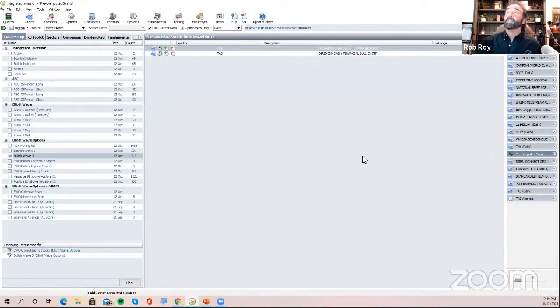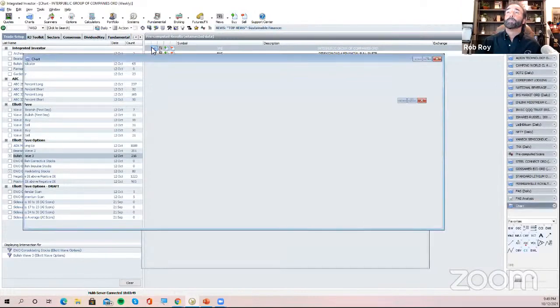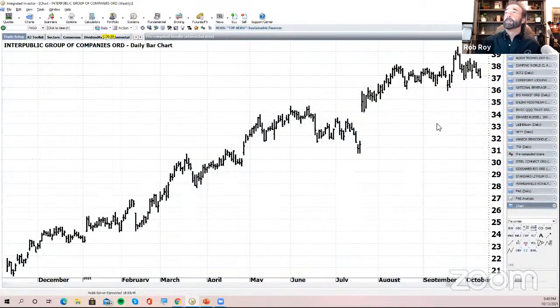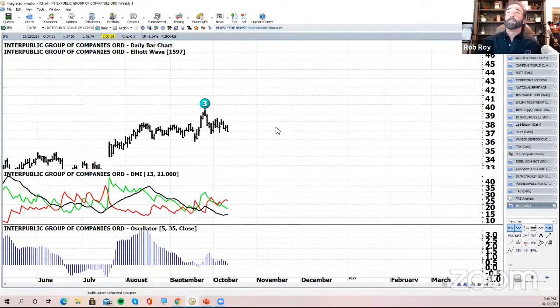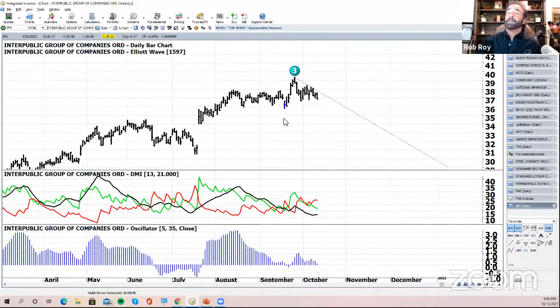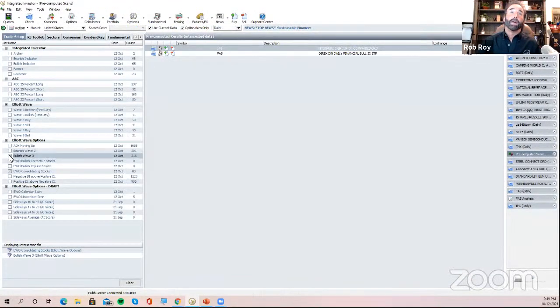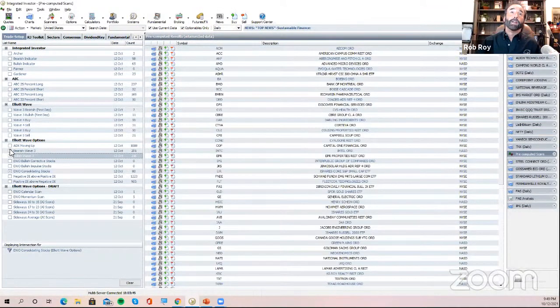Then let's look at IPG. Kind of just nothingness here. That's dead sideways. I don't really like that pattern. So let's go back and look at the consolidation pattern. Let's see if there's anything in a bearish wave 3.